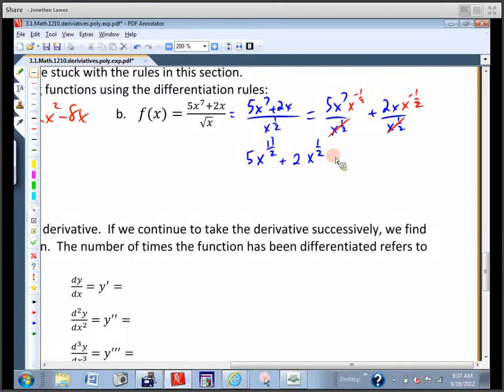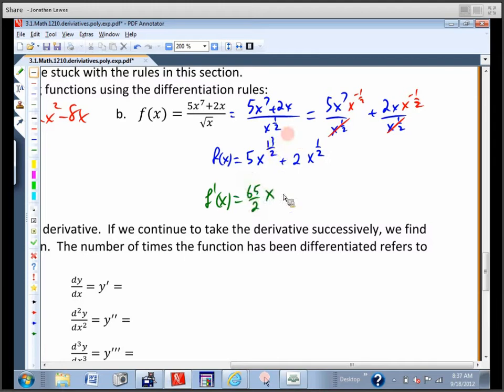So here's what I'm really trying to find the derivative of. This would be 5x to the, let's see, 7 minus 1/2 is 6 1/2, so this would be 13 halves. And this is going to be plus 2x to the, well, this would just be x to the 1/2, right? That is another way to write f of x.